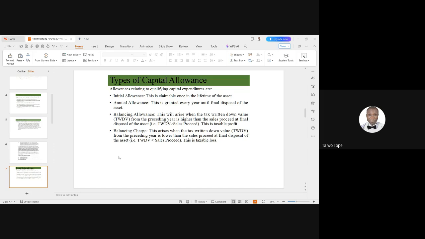And also we have the balancing charge. This arises when the tax written down value from the preceding year is lower than the sales proceeds at final disposal of the asset. So this is a taxable gain. You will see this when we look at an example.